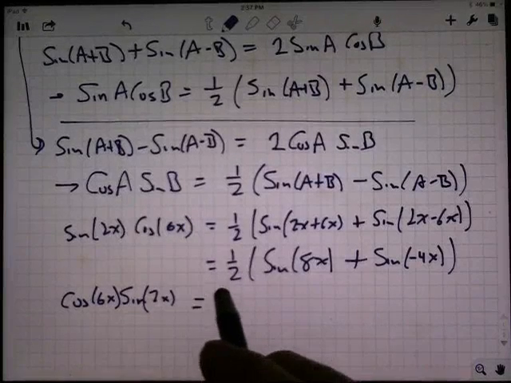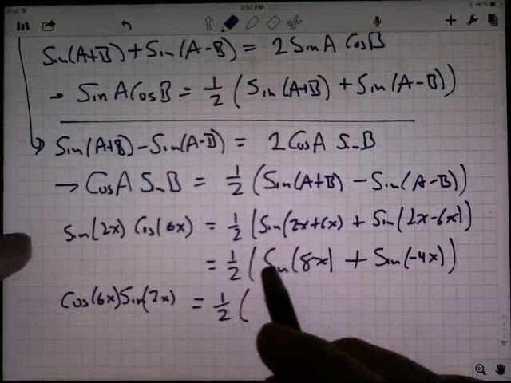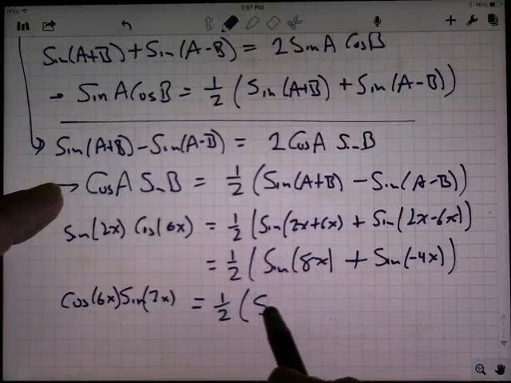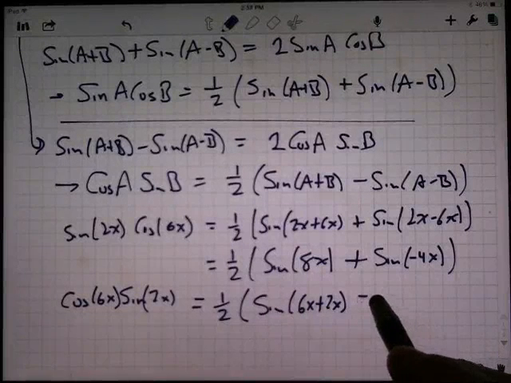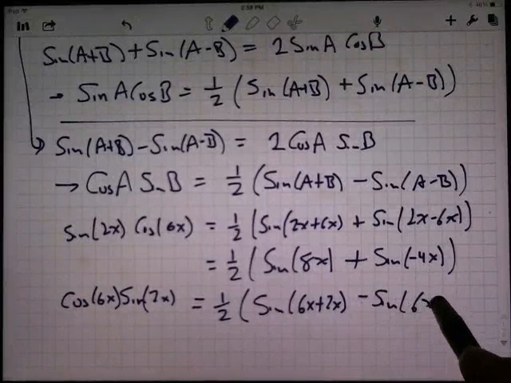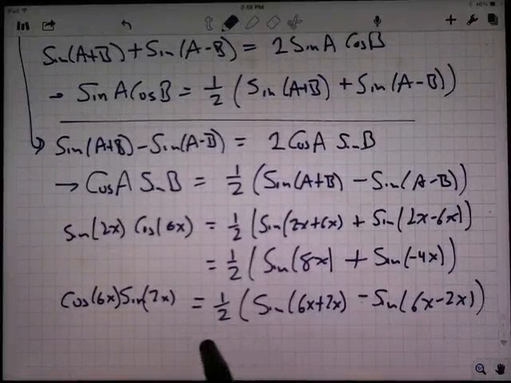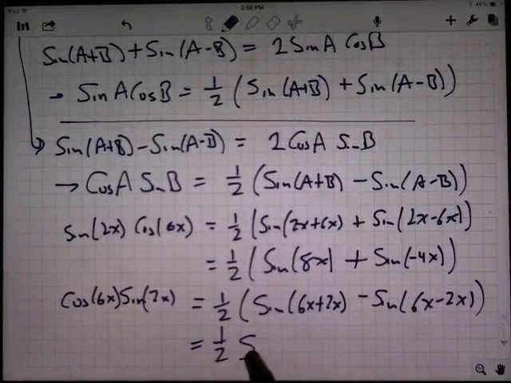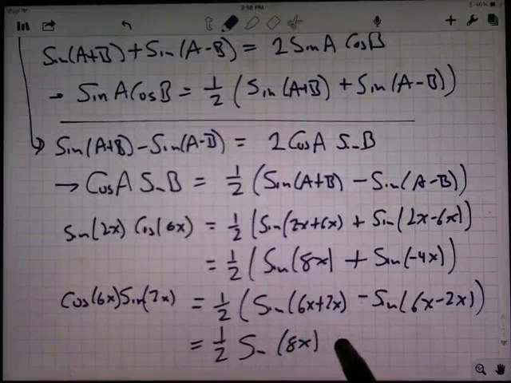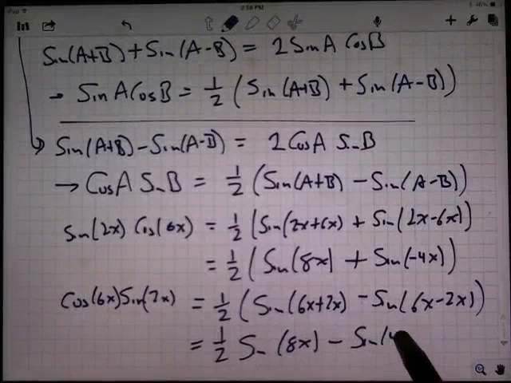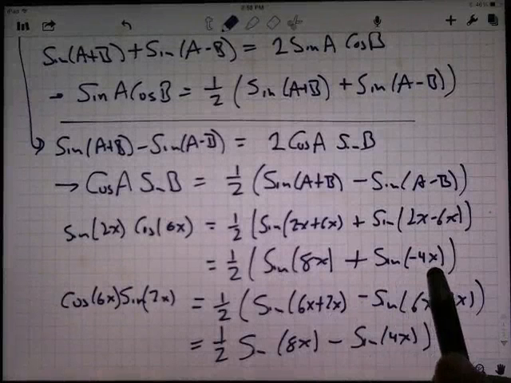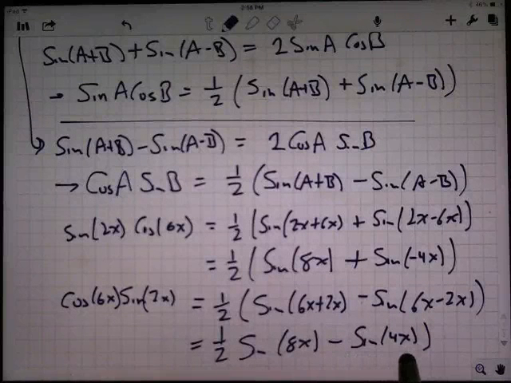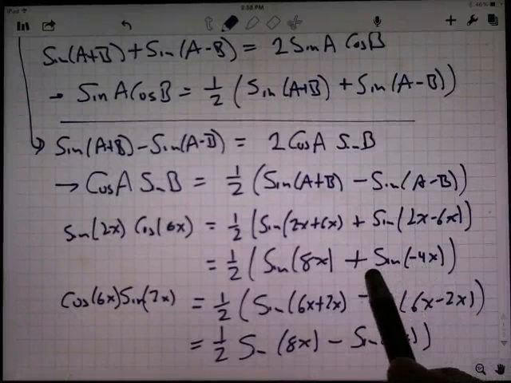So anyway, this would be 1/2. So looking at this identity, sine of 6x plus 2x minus the sine of 6x minus 2x. Right? So this is 1/2 sine of 8x minus the sine of 4x. So where the first time we had plus the sine of negative 4x, now we have minus the sine of plus 4x. And those are equal to each other because sine is odd. That minus sign can go in or out.